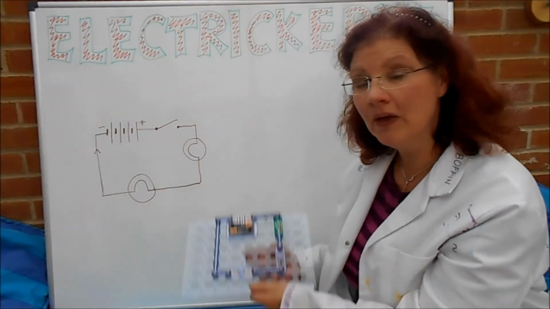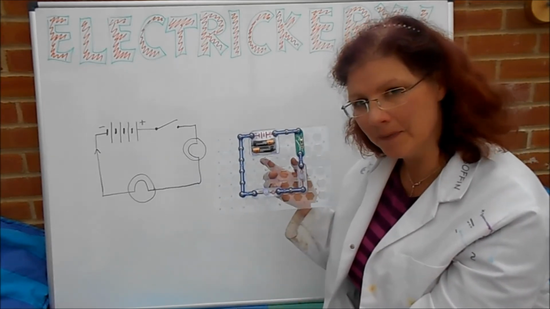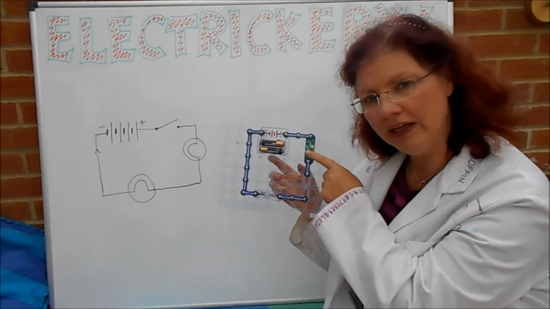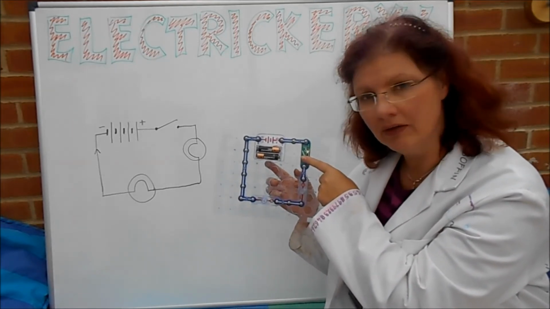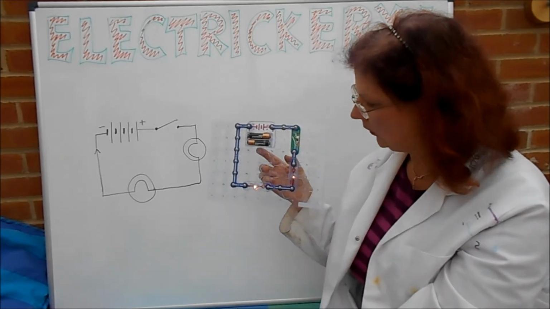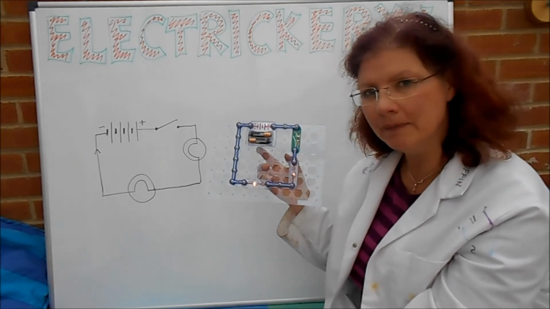Welcome back. So here's my circuit, and I've now got two lights in it. So what will happen when I switch it on? Will one light, both light, neither light? Well, the answer is they both light up, but not very much.